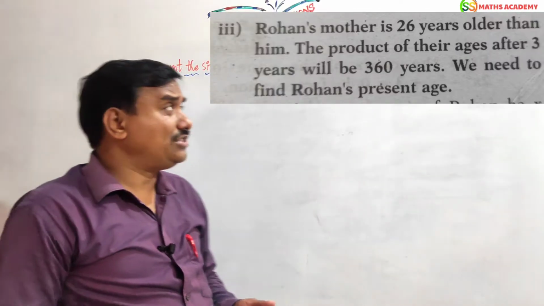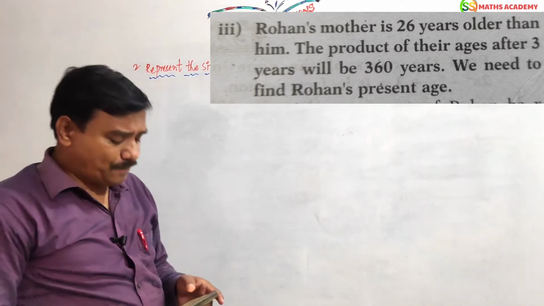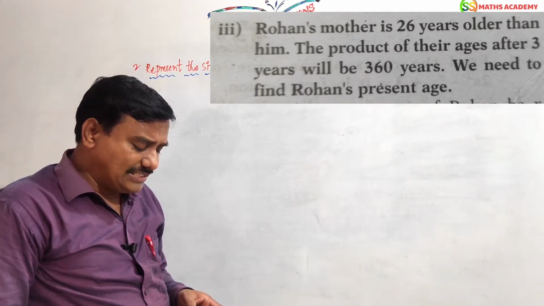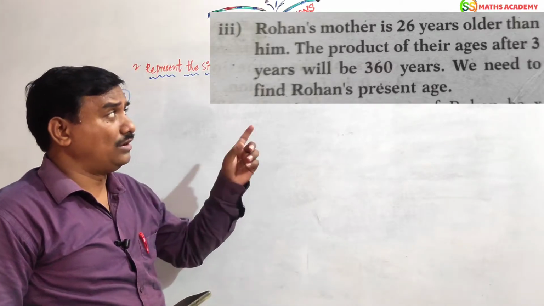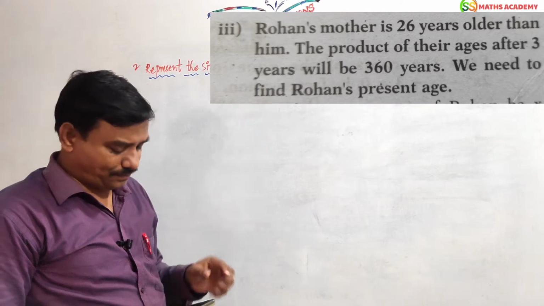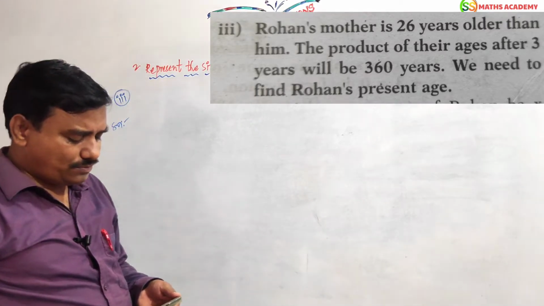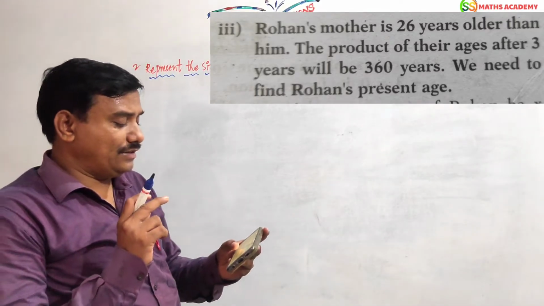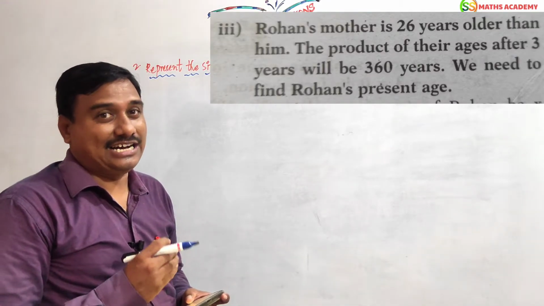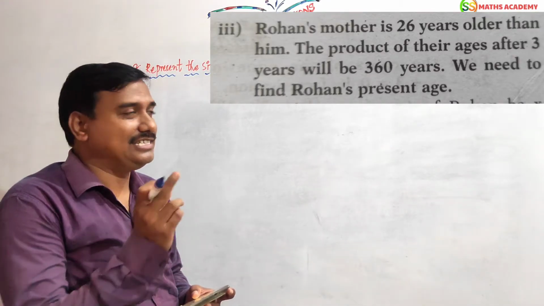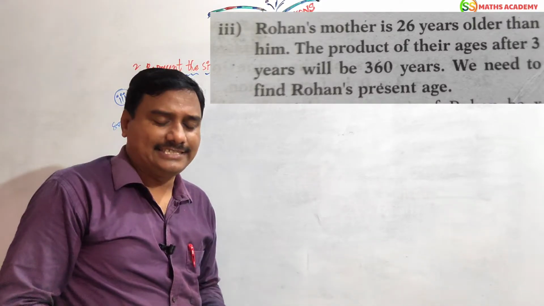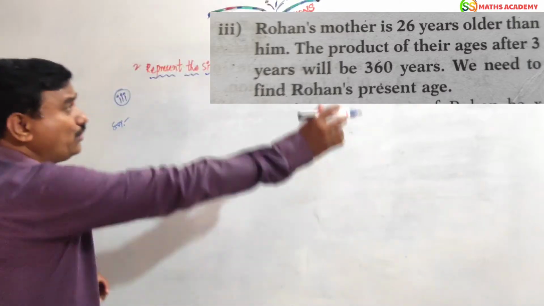See friends, the third question, it is represented on the board. Rohan's mother is 26 years older than him. Right. Now the product of their ages after 3 years will be 360. We need to find Rohan's present age. Simple. First you don't know that.